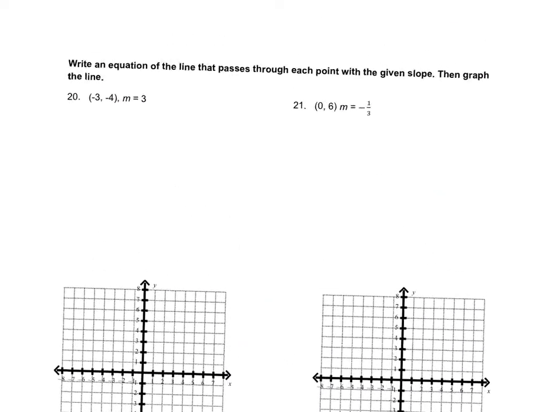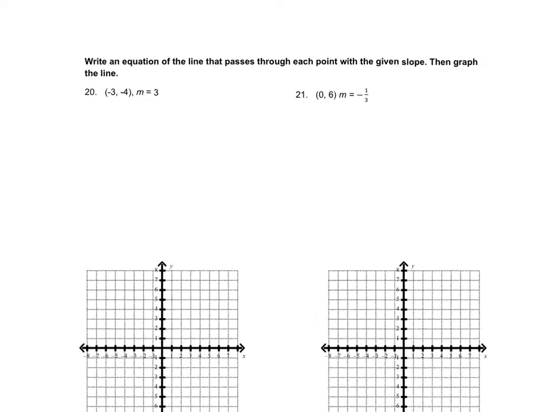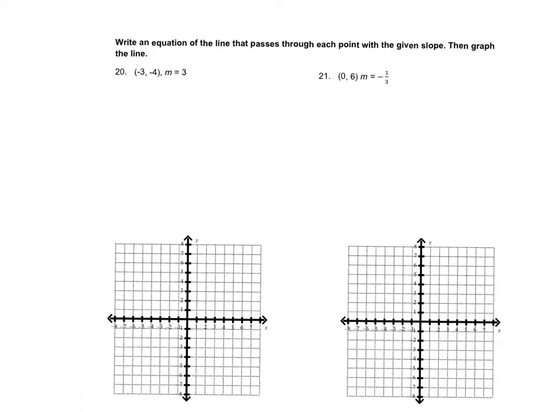Number 20. Write an equation of the line that passes through the given point, then graph the line. Okay, they're asking you for an equation of a line. They don't tell you how they want it. I want you to put it in point slope. y minus y1 equals m times x minus x1. Those two become plus, and you got it. That's the equation.